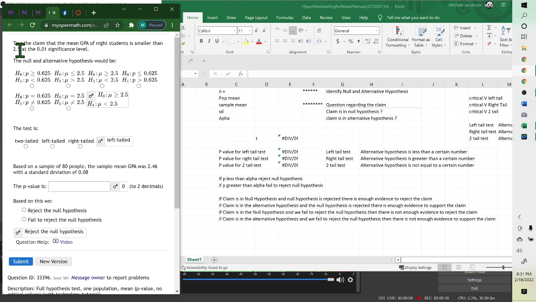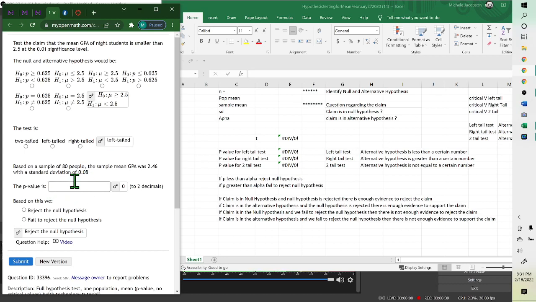Smaller than, that would be your alternative, or H sub 1. So we want the mean smaller than 2.5. That means the null would be everything else, greater than or equal to 2.5. So that's why it's this. Now since it's pointing left, it's a left tail.